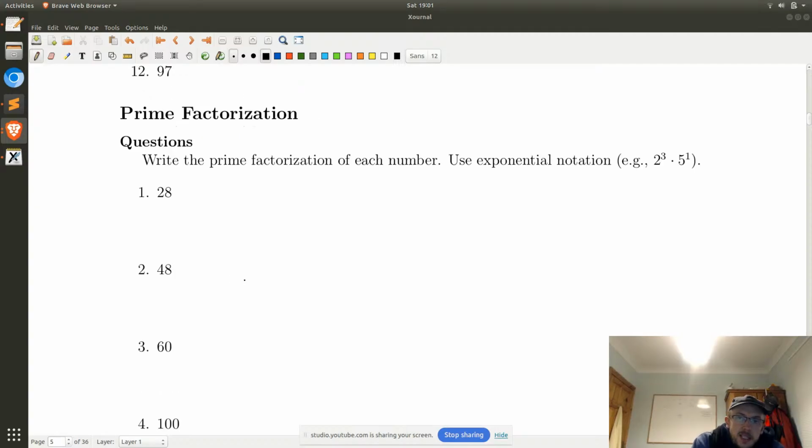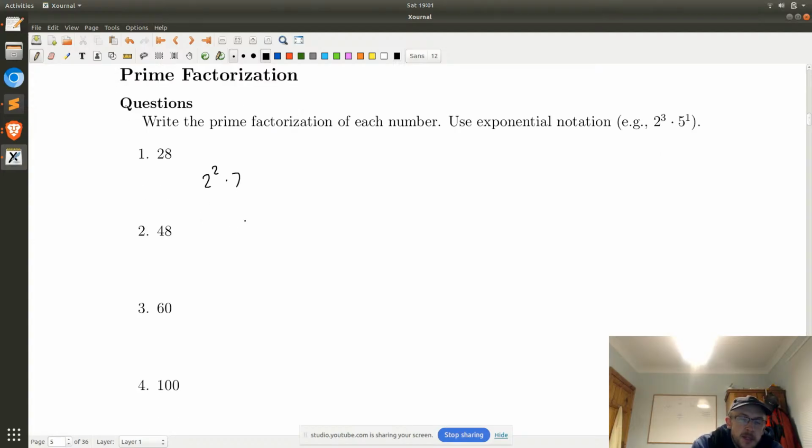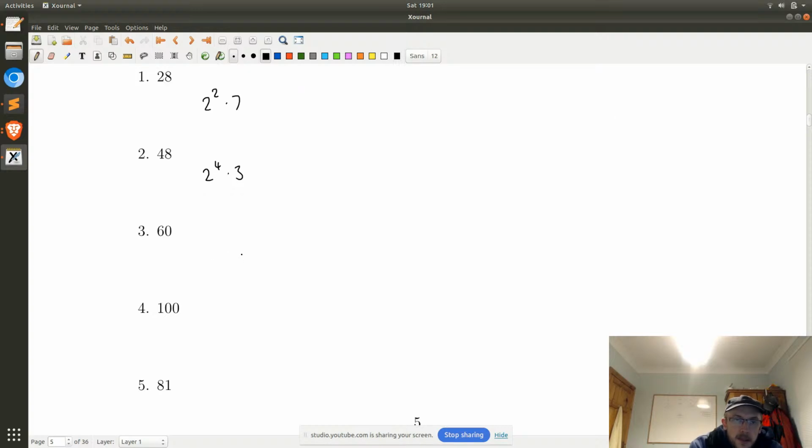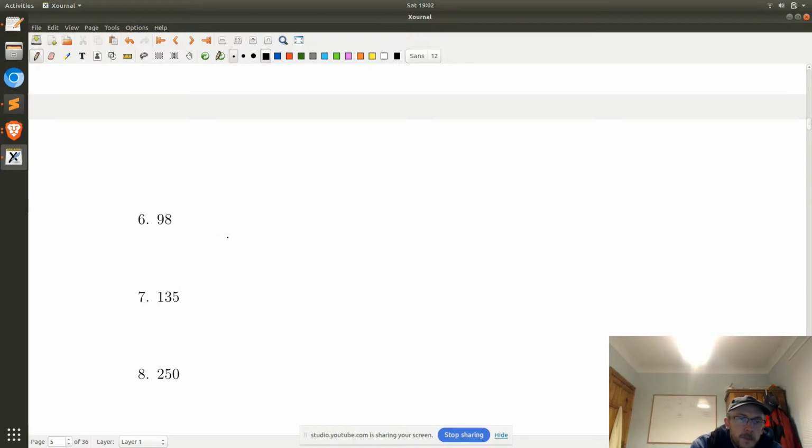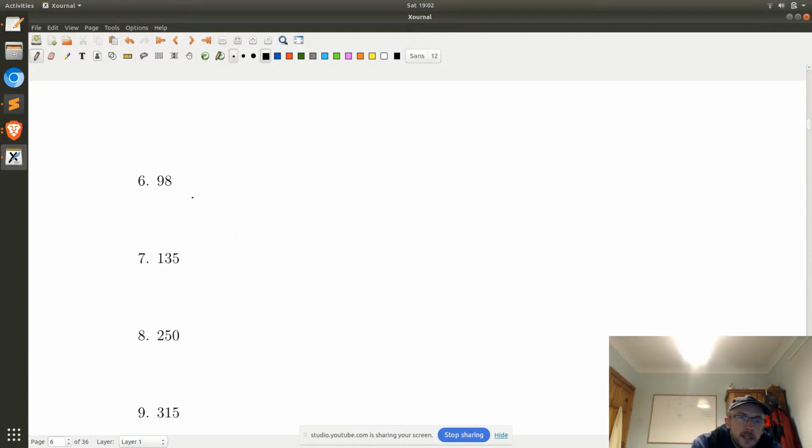Write the prime factorization of each number and use exponential notation. I would be glad to. 28 is 2 squared times 7. 48 is 2 to the 4 times 3, 16 times 3. 60 is 2 squared times 3 times 5. 100 is 2 squared times 5 squared. 81 is 3 to the 4. 98 is 2 times 7 squared.